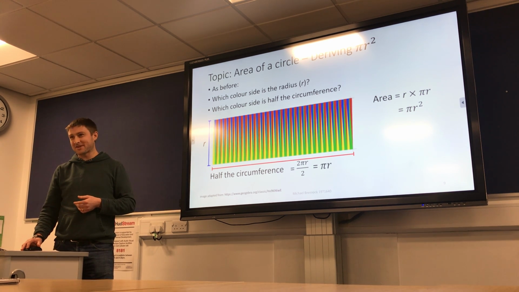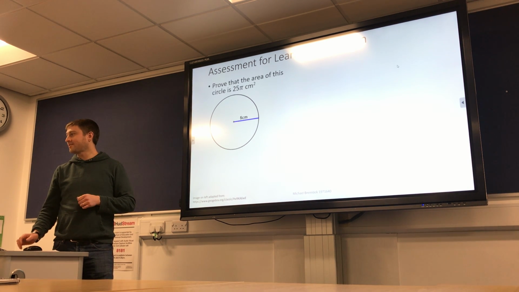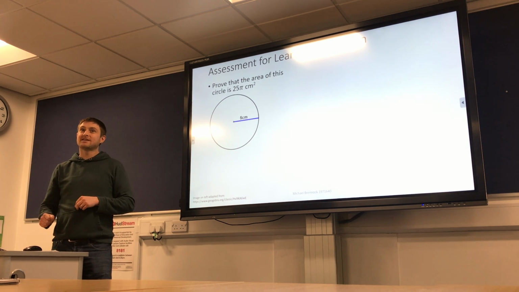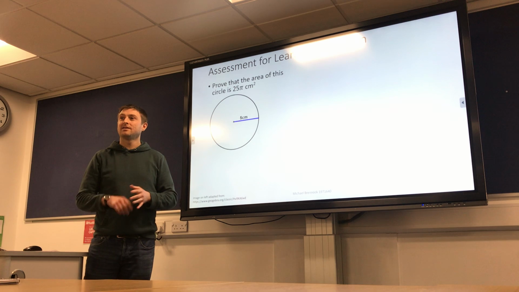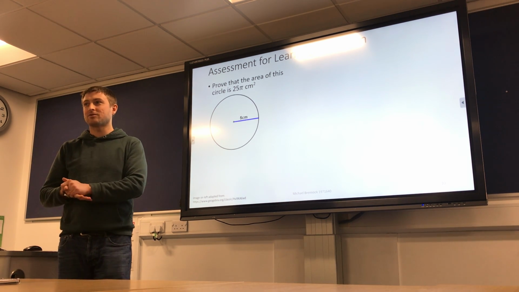So there you go. A little bit of an assessment. Using that information, can you prove that the area of this circle is 25 pi centimetres squared? Start by calculating the circumference and then change it into a rectangle. I'll give you just 20 seconds, you can talk together about it, see what you think.